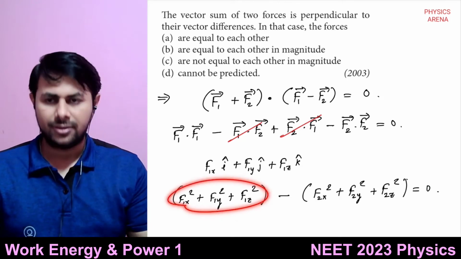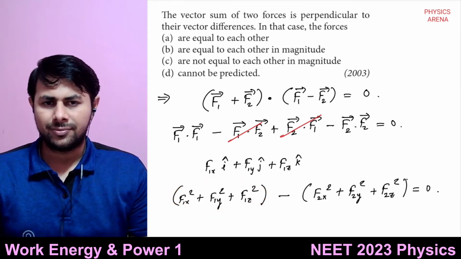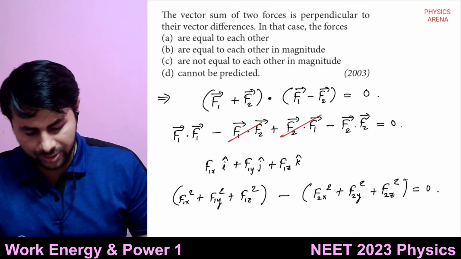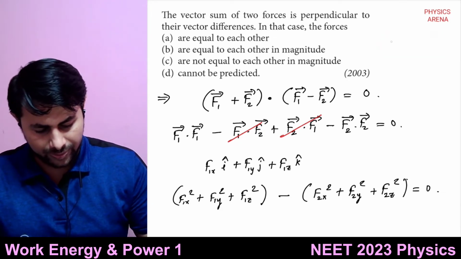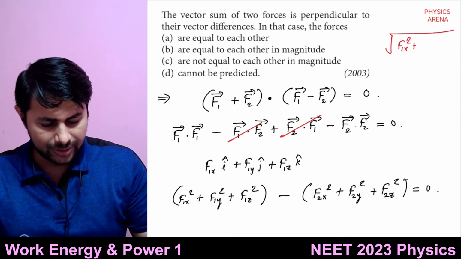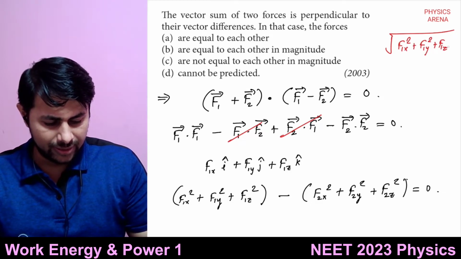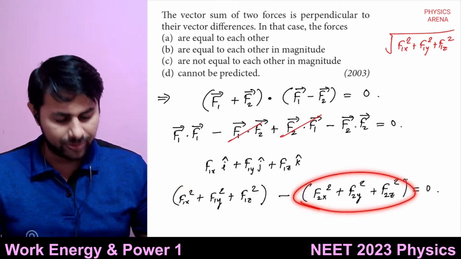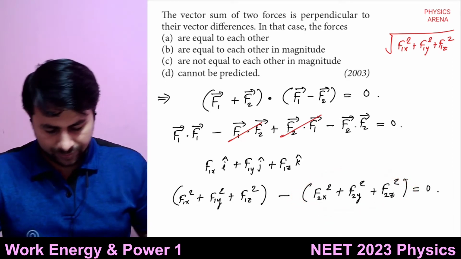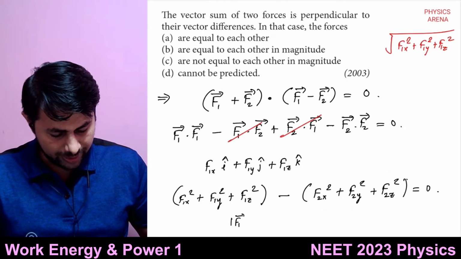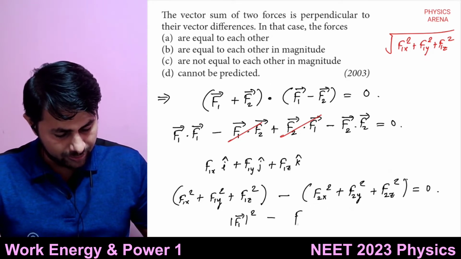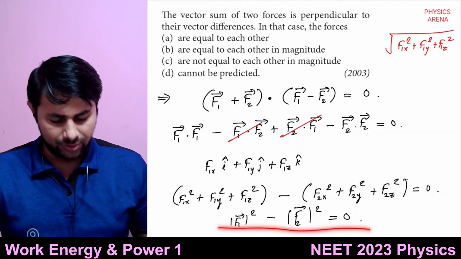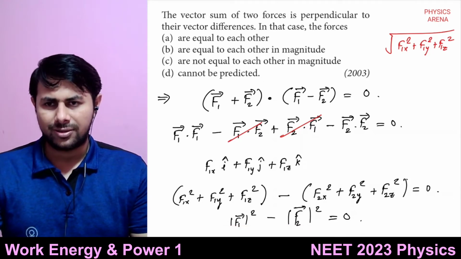So what is this thing? It is magnitude of f1 bar square, right? What will be magnitude of f1 bar? It is square root of f1x square plus f1y square plus f1z square. So this is magnitude of f1 bar square, and this is magnitude of f2 bar square. So this is magnitude of f1 bar square minus magnitude of f2 bar square, and this is equal to 0. So if this is equal to 0, that means their magnitudes are equal, right?